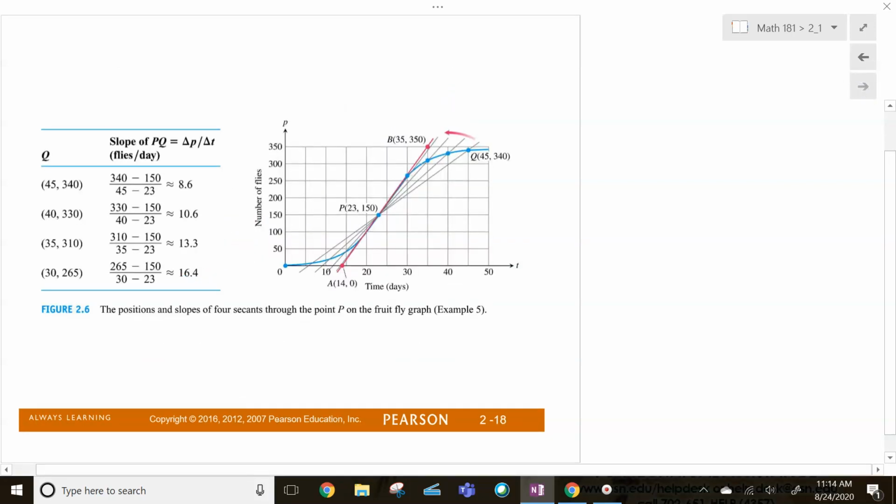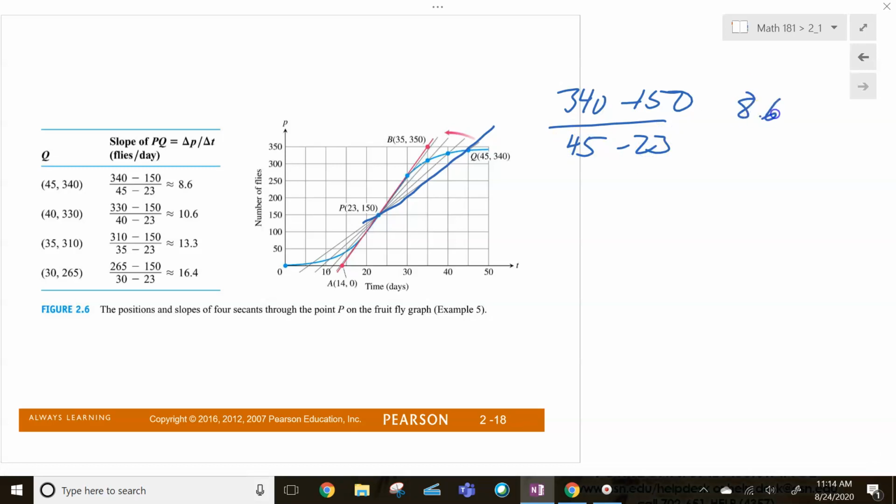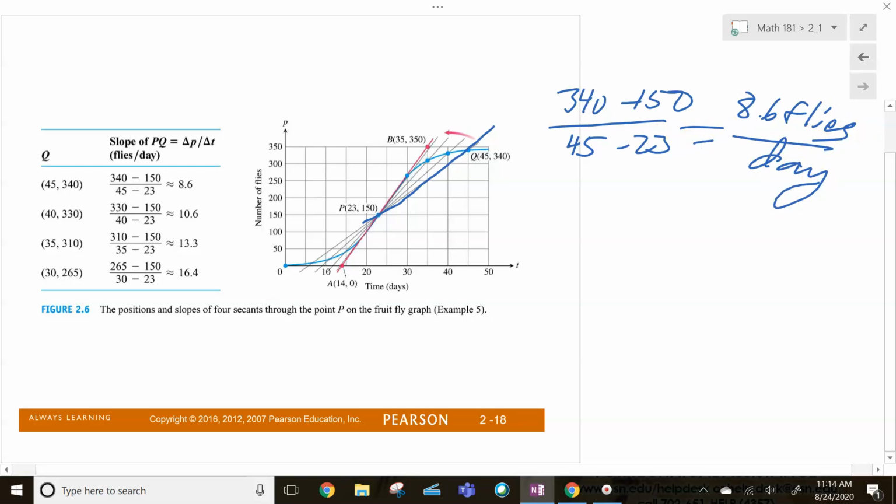So what is the actual rate on the 23rd day? So I say, well, I know this was 8.6. That's the 340 minus 150 over 45 minus 23, right? This is 8.6 flies per day. That's what that ends up being, right? And that was for that 22-day period. So let's do a little better approximation to try and get to the red. Let's just go, what's the slope of that one? Well, it's 10.6 flies per day. Let's go from 23 to 35. That's a little closer to the red line slope, right?